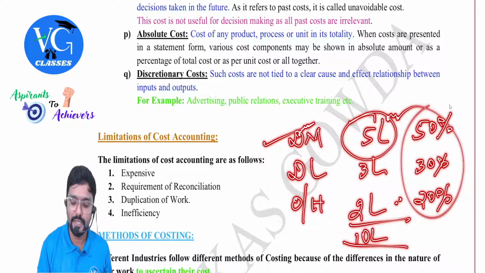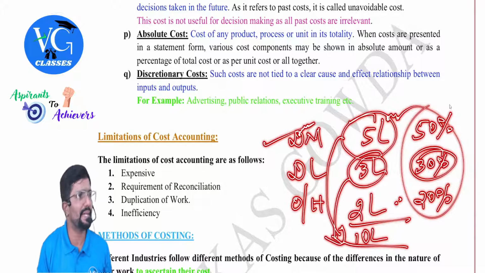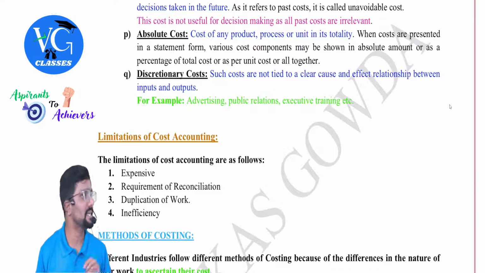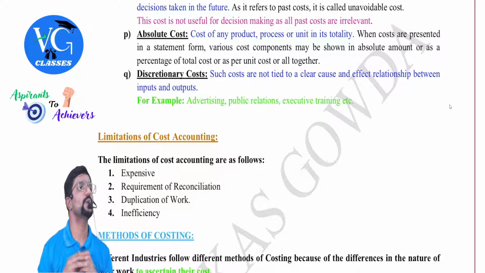How did we get 50%? 5 lakh divided by 10. How did we get 30%? 3 lakh divided by 10. Like that. Even the balance sheet items or P&L items we can present like this. How much is each item when compared to the total in percentages? Yes.